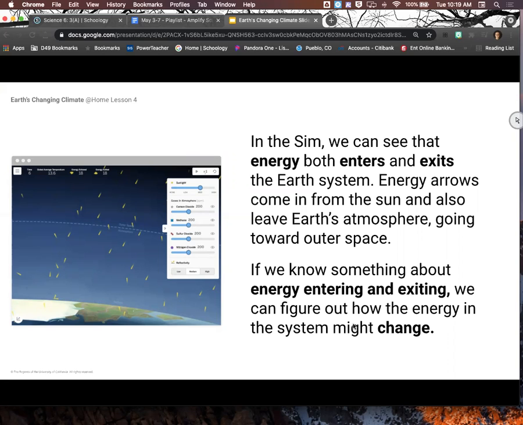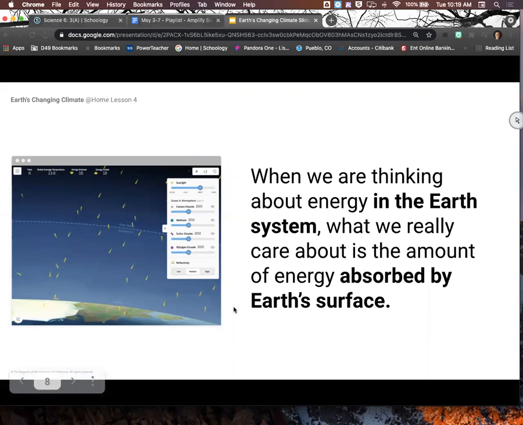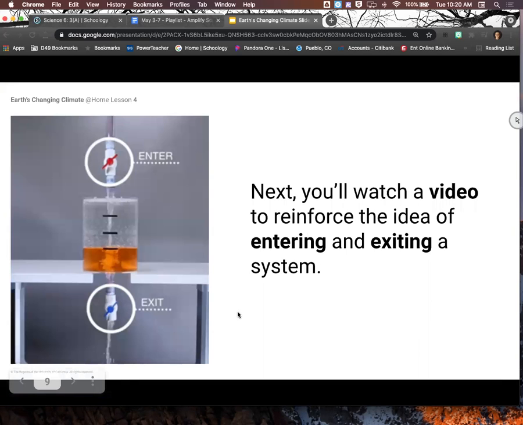If we know something about energy entering and exiting, we can figure out how the energy in the system might change. When we're thinking about energy in the Earth system, what we really care about is the amount of energy absorbed by Earth's surface. Because that's where life exists, is on Earth's surface.